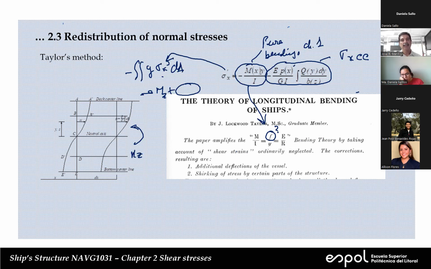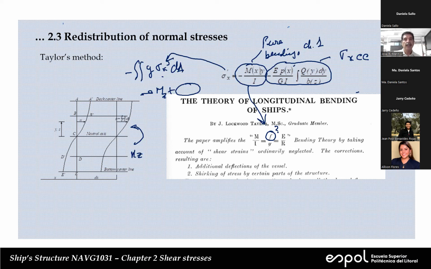Considering the shear strengths, which we usually neglect, he's going to consider that. So he's going to obtain an additional deflection of the ship, and also there are going to be some changes, shrinking of the stress in certain parts of the structure, especially in the connection between vertical elements, where the shear stresses are very high, with the horizontal flanges, where in general shear stresses are not that important. So that's the original work.